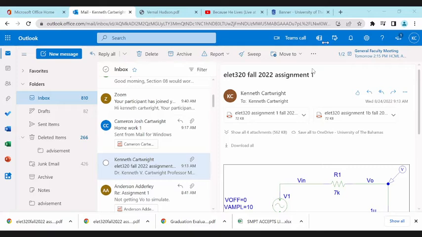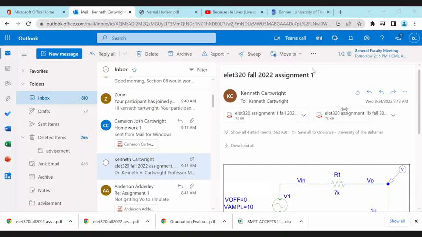Yeah, radians per second, but PSpice doesn't want you to put radians per second here. PSpice wants you to put frequency in hertz. And what is 2,000 pi radians per second in hertz? It's 2,000 pi divided by 2 pi, which is 1,000 hertz.